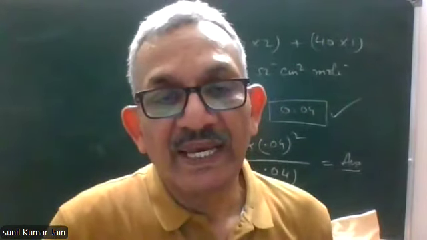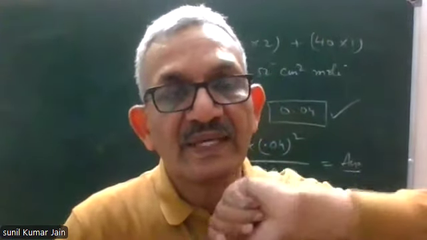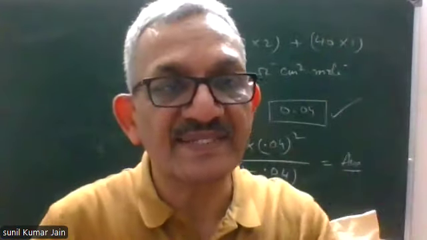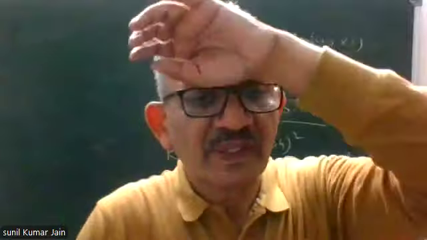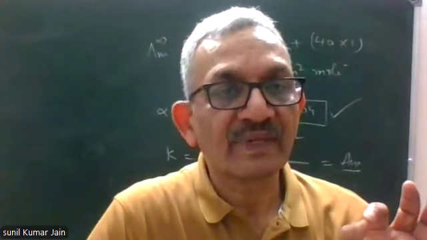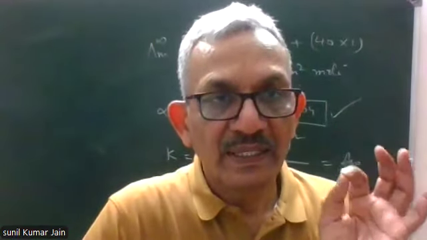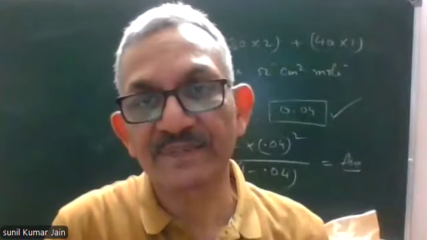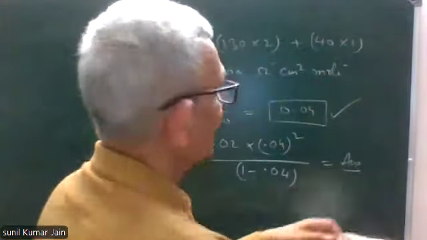Next topic. Applications of Kohlrausch law. Applications of Kohlrausch law. Number 1. See, if we know lambda m infinity value of ions, we can calculate lambda m infinity like this. So first application is to calculate lambda m infinity of strong and weak electrolytes from lambda m infinity values of its ions. Second point. For second point, let me explain.